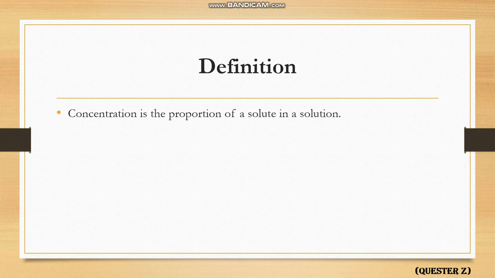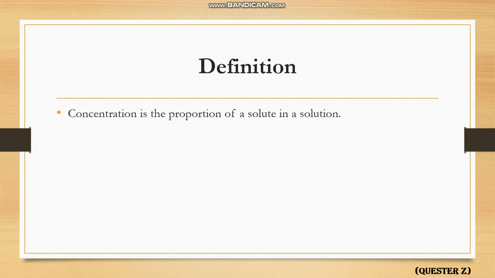Definition: concentration is basically the proportion of solute in a solution. We are studying the chapter on solutions. A solution has two components, solute and solvent. When solute is completely dissolved in a solvent, we say that it is a solution. So in labs, when we make a solution, it means we are adding solute to a solvent. It will make a high concentration or a low concentration.